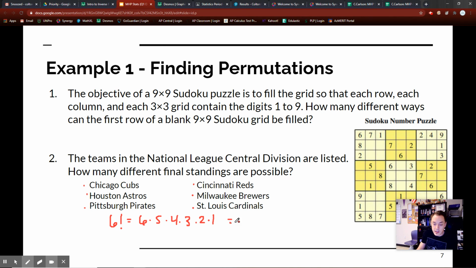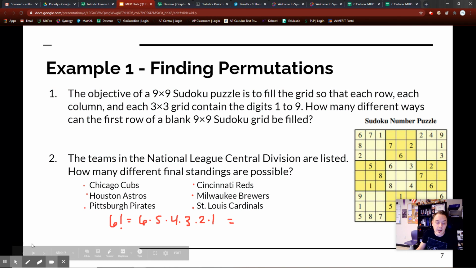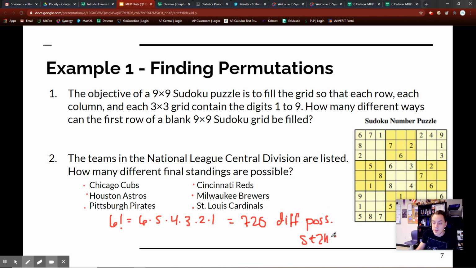Okay? And then we can go back to Desmos if we would like and just change that number to a 6. And then boom, we got 720, which means we go back here and type in 720. So we write that in: 720 different possible standings. Perfect. So this is how you would do permutations, or basically factorials, okay?